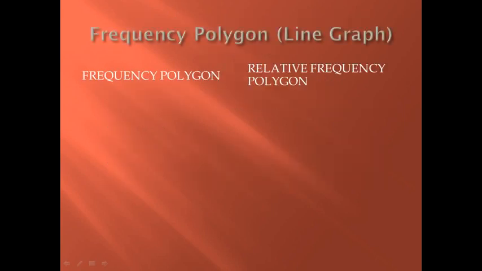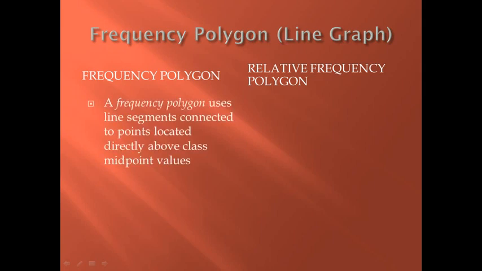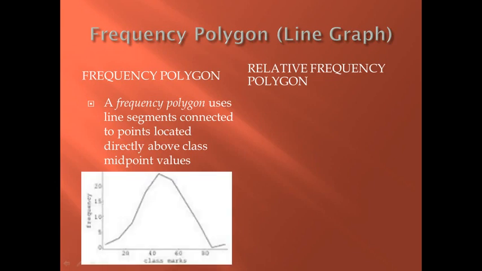First, let's talk about the frequency polygon, which in reality is just a line graph. We take line segments and connect them to points directly above the class midpoints. We use the class midpoints for a line graph, and you can see the example below. You have the frequency on the left side and class marks on the bottom.